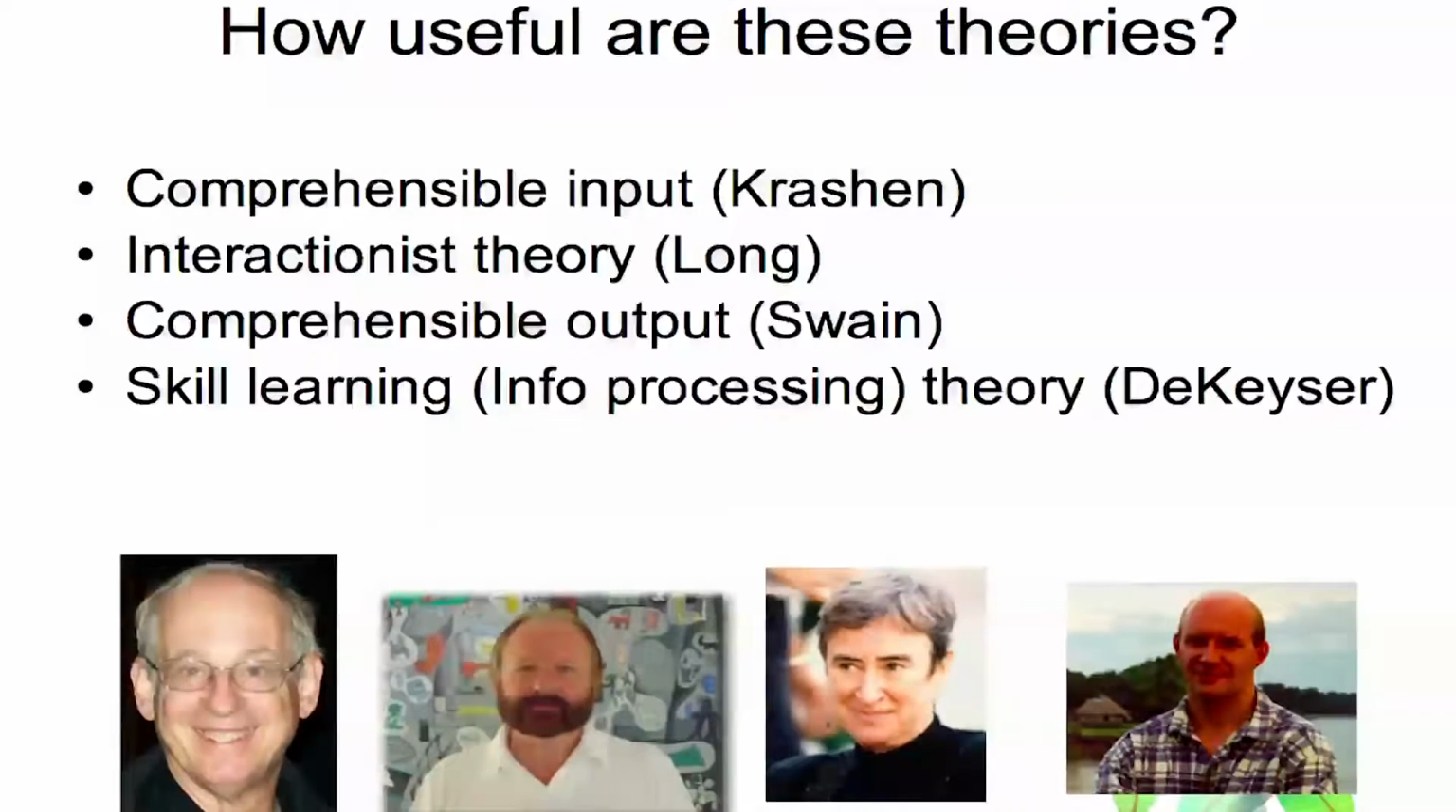The theories. I'm not going to go through or review the theories with you. The first one is comprehensible input theory by Krashen. Number 2, the interactionist theory by Michael Long. Next one is comprehensible output by Merrill Swain. And the last one, I think, is what is known as information processing theory or skill learning theory. I'm sure you're familiar with all these 4 theories. My question to you is, how useful are these theories for explaining some of the success stories that we saw together earlier on? Are they useful, not useful, maybe useful in some cases, but not in others?